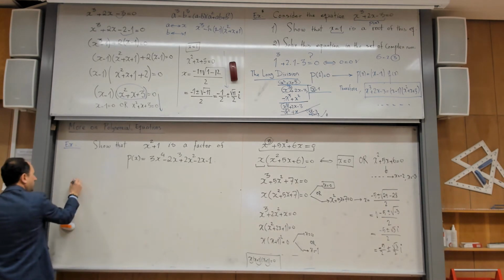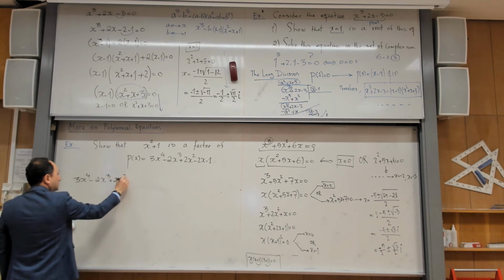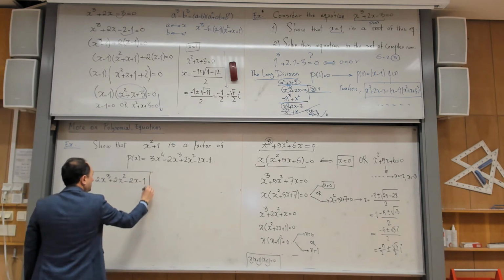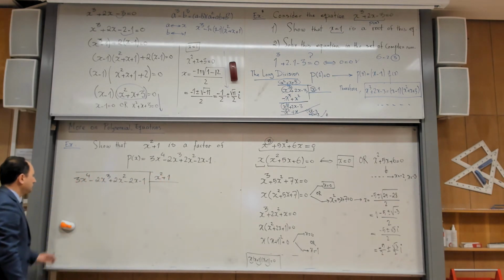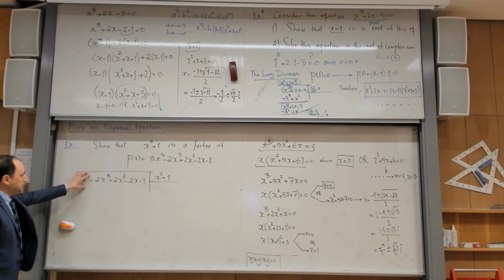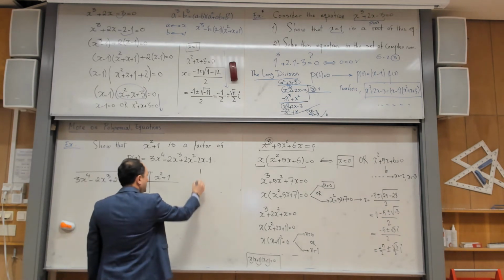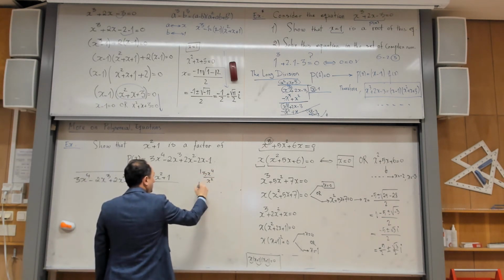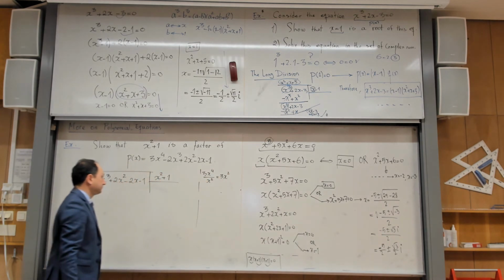So what I do, I would write 3x to the power of 4 minus 2x to the power of 3 plus 2x squared minus 2x minus 1. And I do this, x squared plus 1. Okay, I told you what to do. Take only the first term and the first term, and then divide. So if you want, you can go to scratch paper, but you really don't need to. 3x to the power of 4 divided by x squared. If you just divide this, it becomes 3x to the power of 2.